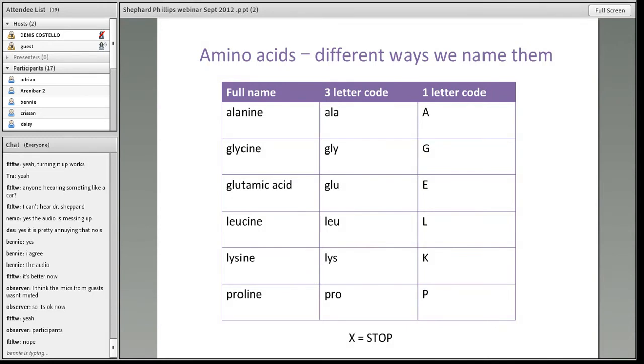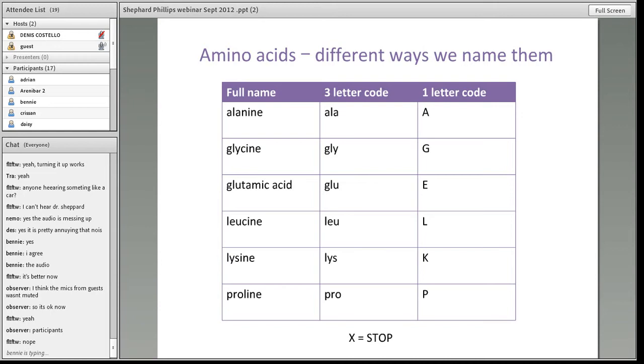Now, in the olden days, when we just started to learn about amino acids, it was fine to write out the full names. But as we started to be able to sequence proteins and determine the amino acid sequence, the order of the amino acids in a protein, it got a little bit tiresome to write out the full name the whole time. And so we came up with a 3-letter code. That's very simple. It's just the first 3 letters of the name of the amino acid. So alanine is ala, glycine is gly.